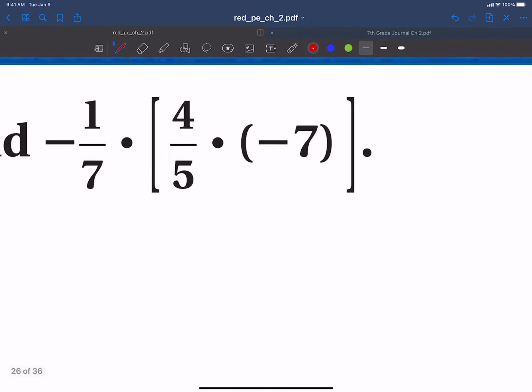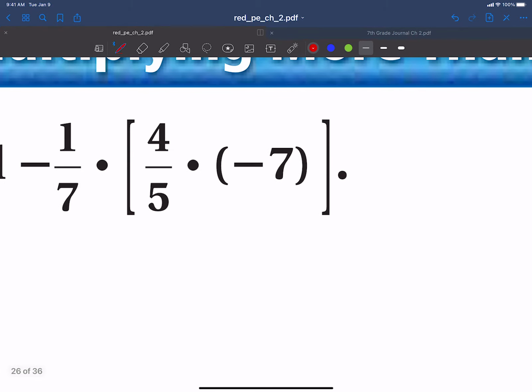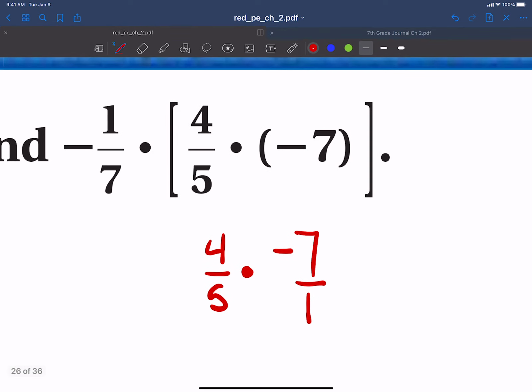All right, sweet peas, what do we do first? The insides of the bracket? Yeah. Okay, now hold up. This is 4/5 times -7. How do I turn -7 into a fraction? -7/1. Good job. Now, let's just do this one first. We'll worry about this guy in a second.